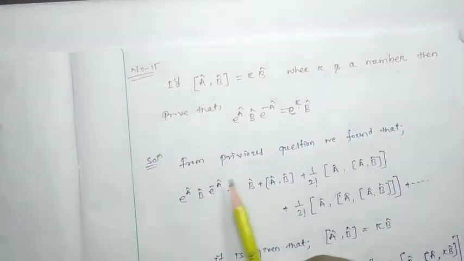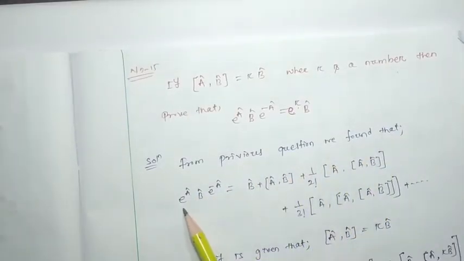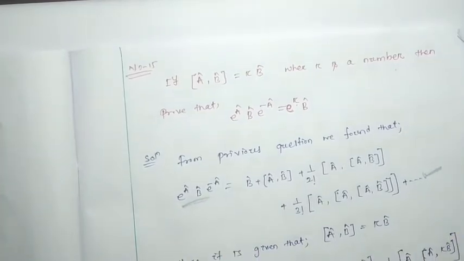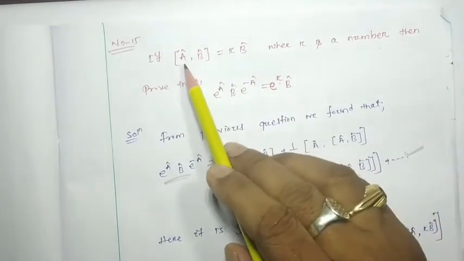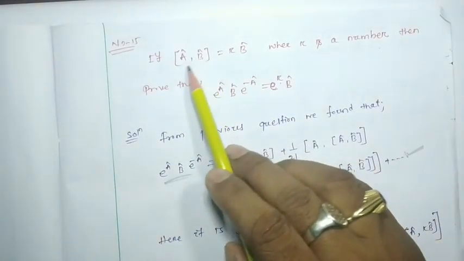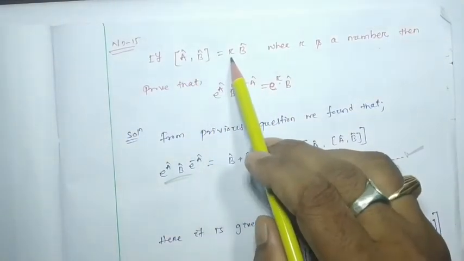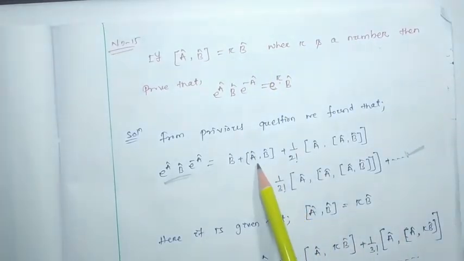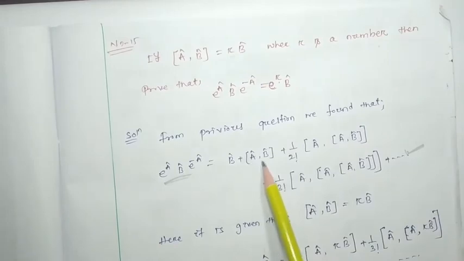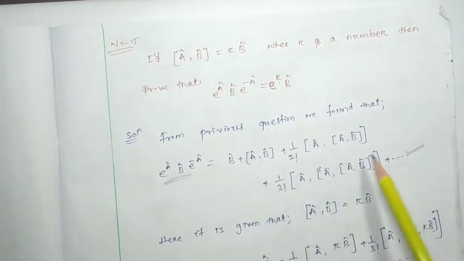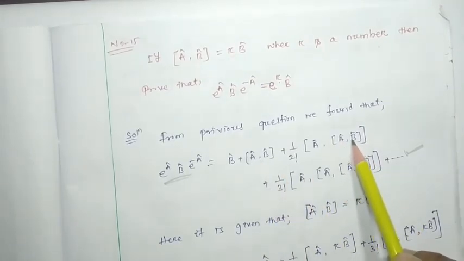From the previous question we found that this value is nothing but this much, right? Now we just have to put the commutation of A cap and B cap as r B cap. So wherever there is the commutation of A cap and B cap, I am going to write r B cap. So here we put r B cap, and here we can put r B cap.